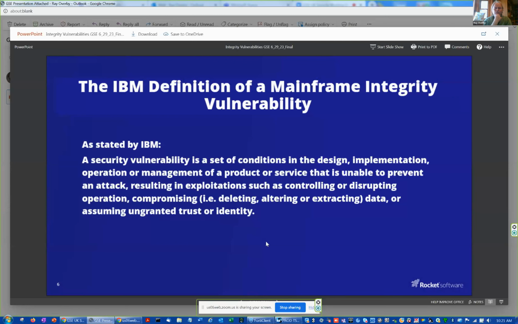So according to IBM, a security vulnerability is a set of conditions, design, implementation, operation, management of a product or service that is unable to prevent attack resulting in exploitation. And that's sort of lawyer speak, I think, for saying, okay, I put an SVC in, I put standard linkage in it, that you're not supposed to do that, and any idiot can call that SVC unless you mark it as being APF required. And you can do bad things right out of the box, right?